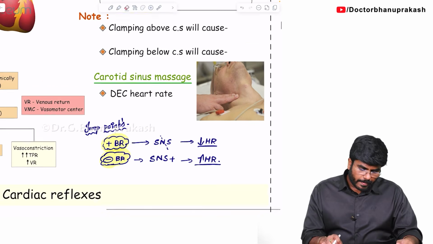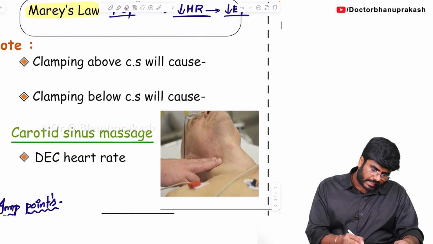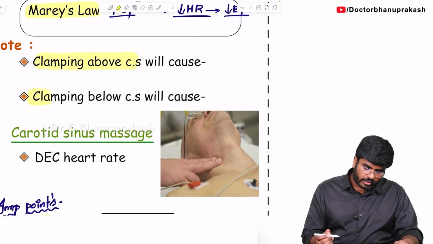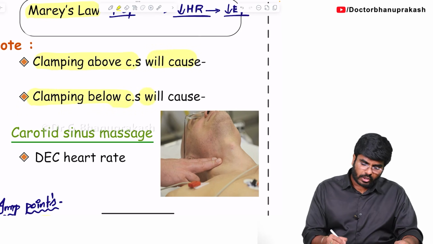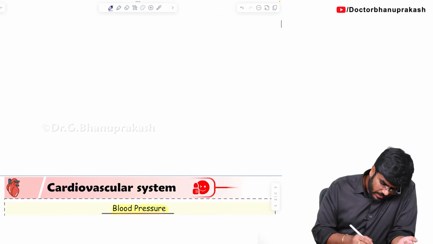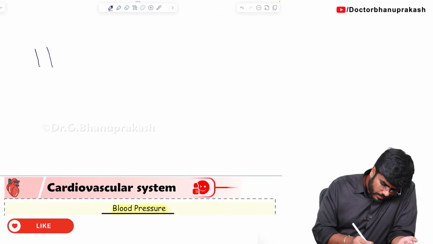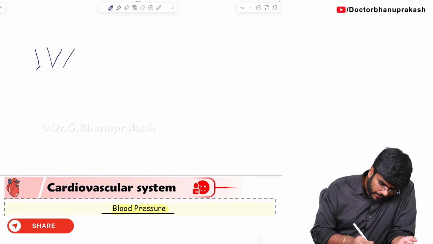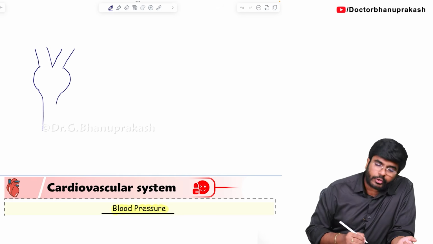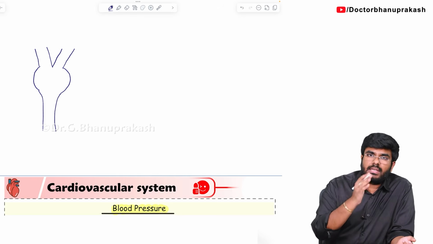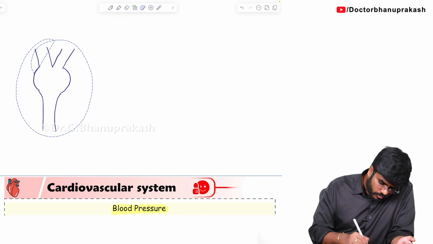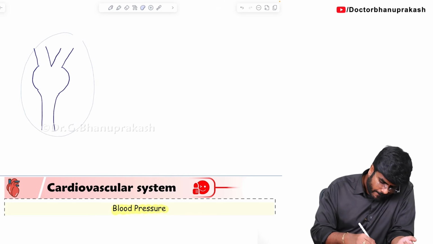Okay. Now, let's see what happens if you are doing the clamping. Clamping above the carotid sinus and clamping below the carotid sinus will cause what? So what is the final result? How to understand this? Look here, students: internal carotid, external carotid artery. Down here is the carotid sinus. Here is the common carotid artery, we know. So common carotid, carotid sinus, internal carotid and external carotids. Now let me duplicate this. Two conditions we will discuss now.